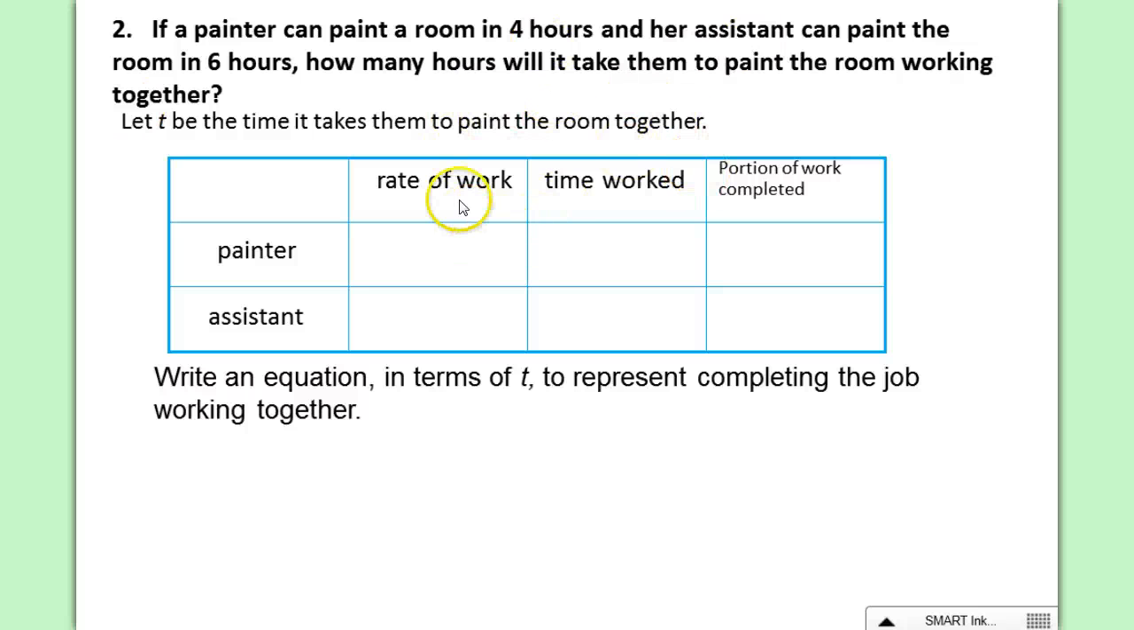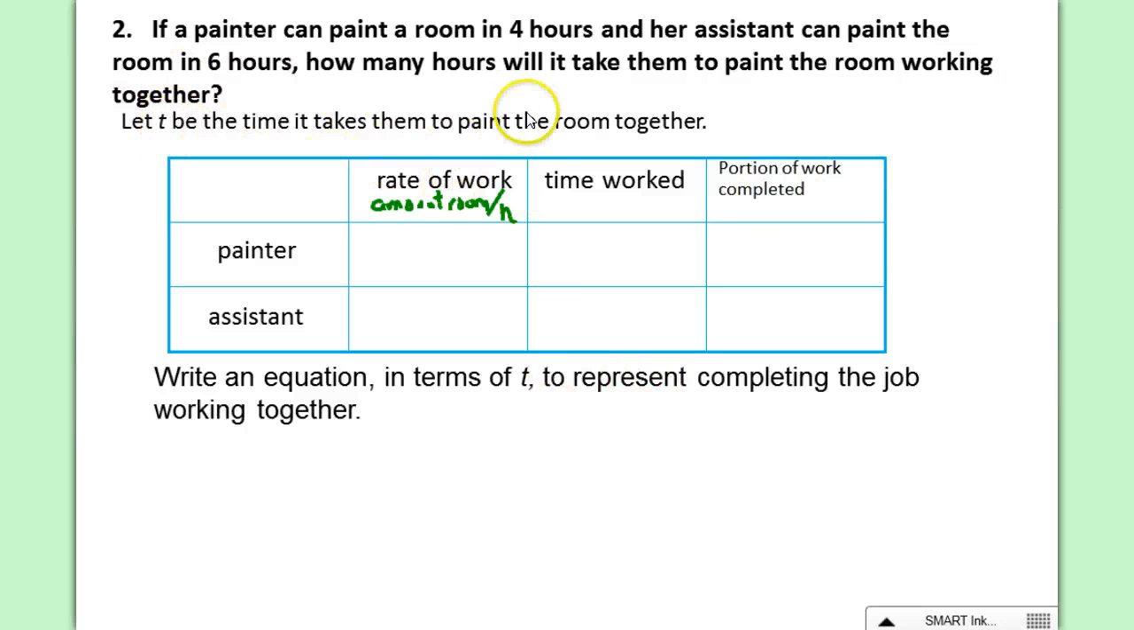What would you do? Well, it's not quite that simple, but if you think of rate of work as speed, the only thing I'm going to do here is put a unit. This is amount of room per hour. So kind of like kilometers per hour, this is the amount of room per hour. And then time worked is the amount of time that they were painting, and then the portion of the job that was completed.